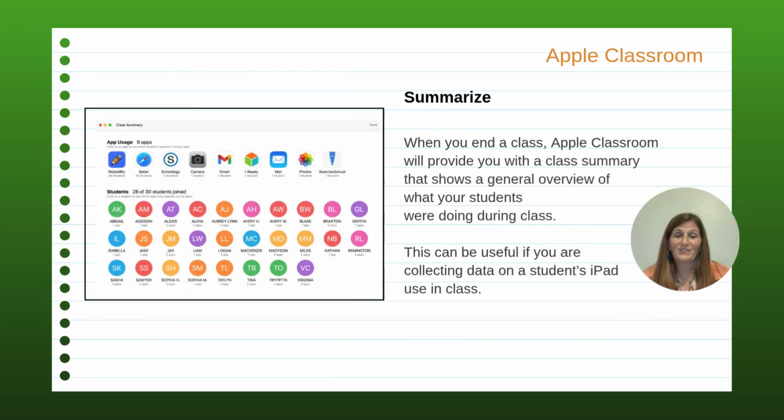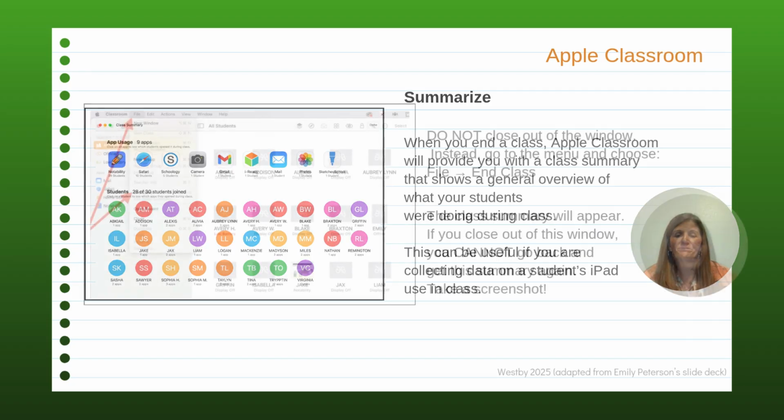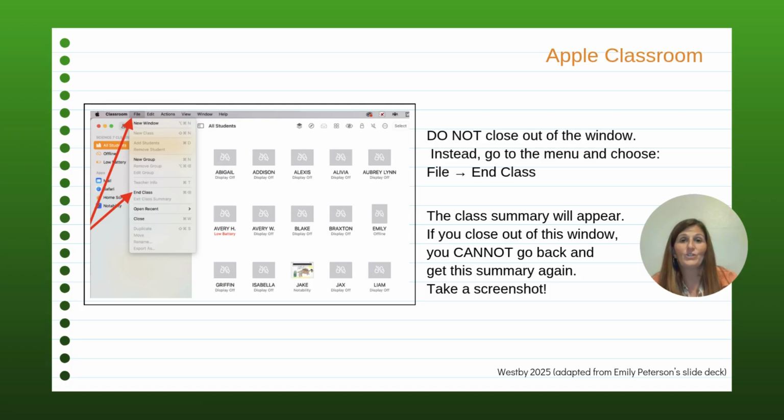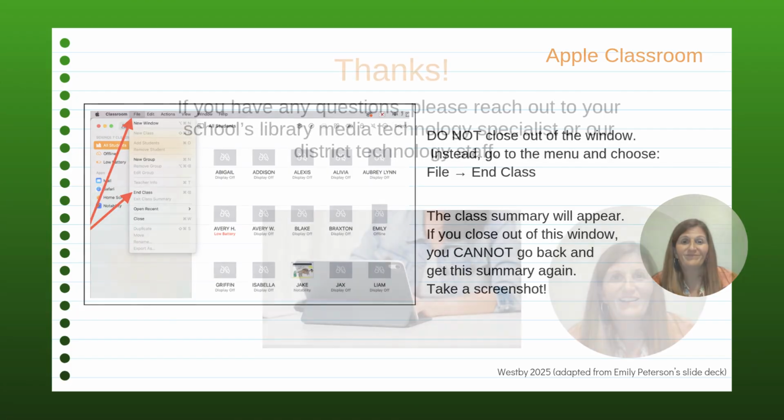When you end the class, Apple Classroom will provide you with a class summary of what your students were doing on their iPads. This can be useful if you're collecting some data. When you're done, don't just close the window. Instead, go to the menu and click File, End Class. The class summary will appear. If you close the window, you cannot get it back. And don't forget to take a screenshot.